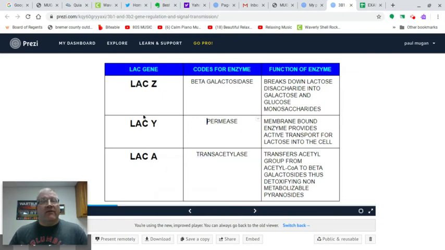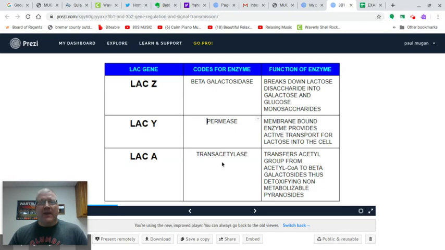Okay, so we have three genes that are indicated as lacZ, lacY, and lacA. LacZ produces beta-galactosidase. Its purpose is to break down the lactose. It's going to take that disaccharide and split it into two. LacY produces a permease, which is a membrane-bound enzyme that provides a channel for more lactose to be diffused into the cell.